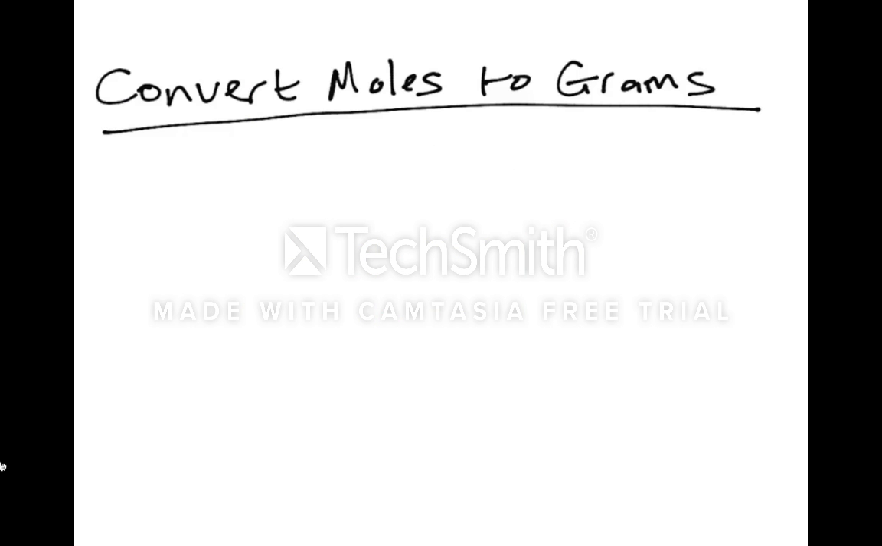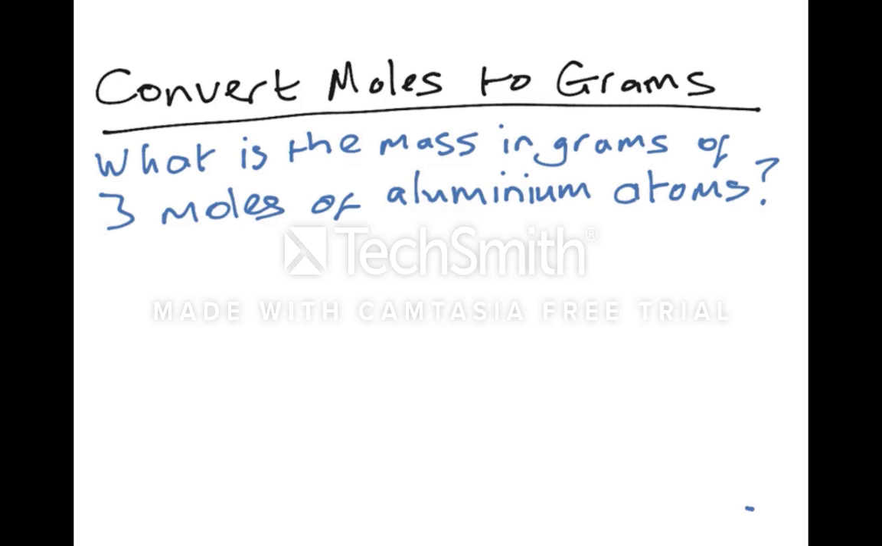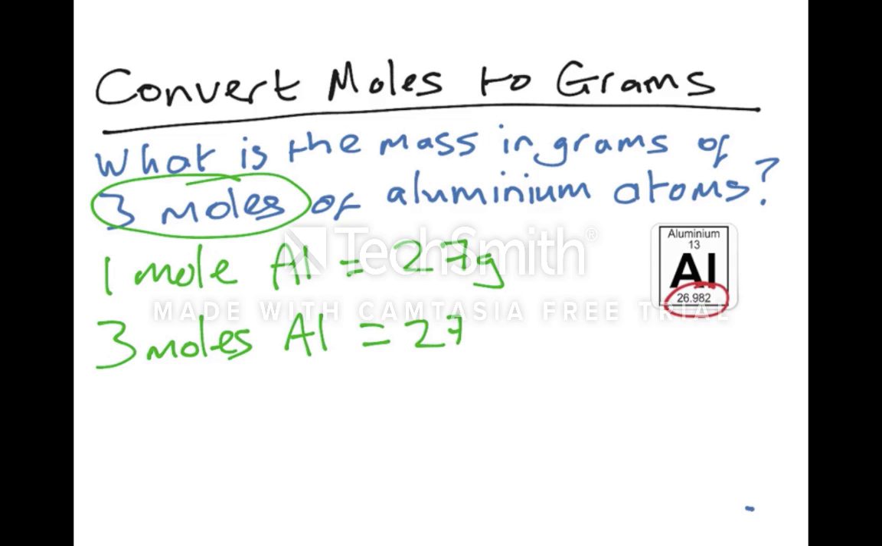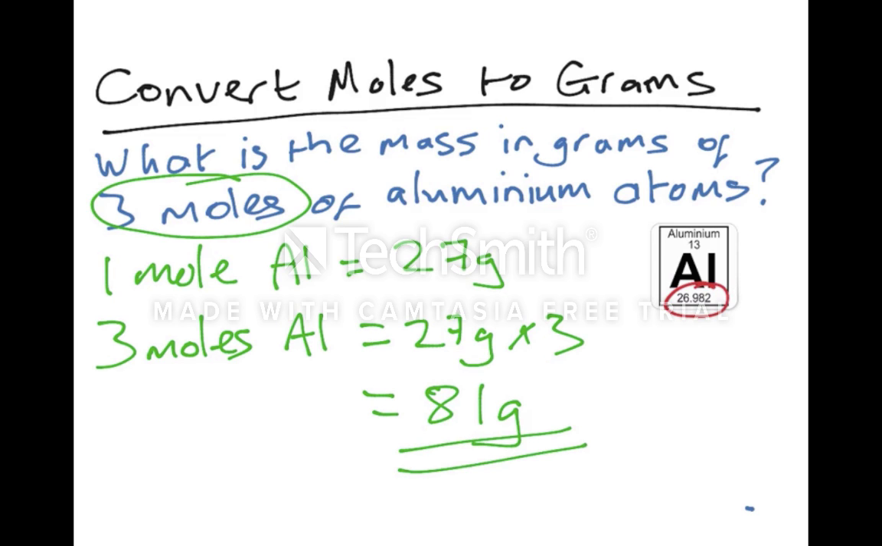Okay guys, we're going to look at a quick example of converting moles to grams. So what is the mass in grams of 3 moles of aluminium atoms? So the first thing you do is you go to your periodic table, look up aluminium, and you see that the relative atomic mass there is 27 grams. So 1 mole of aluminium is 27 grams. 3 moles of aluminium is 27 grams by 3 equals 81 grams.